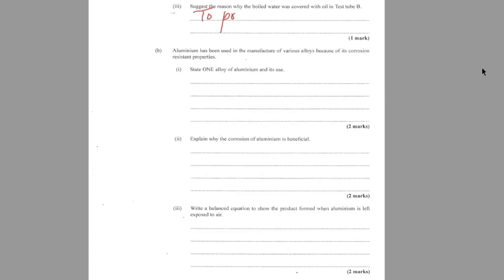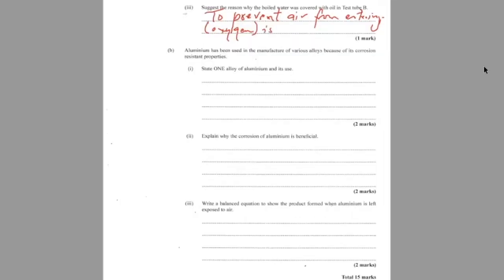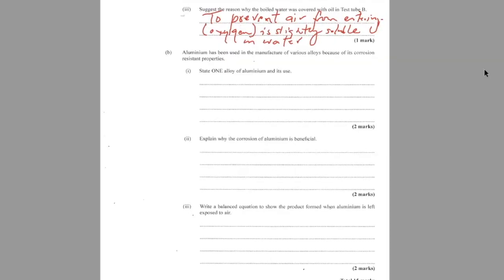And I think we've probably answered this in a sense. Suggest the reason why the boiled water was covered with oil in test tube B. And this was to prevent air from entering, more specifically oxygen, since oxygen is slightly soluble in water. Well, that's how the fish get it. So it's more than slightly soluble.